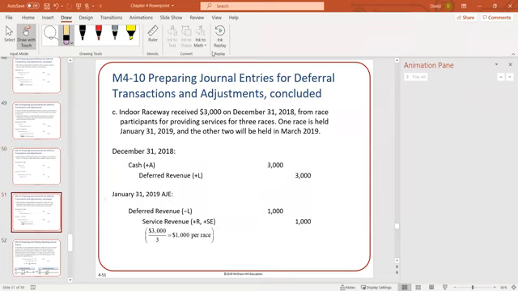All right, here's another deferral where you receive some cash up in advance. Debiting cash, crediting deferred revenue. And it's for 3 races, so you just simply divide it by 3. We know it's $1,000 per race. So after every race, you would be debiting deferred revenue and crediting service revenue.